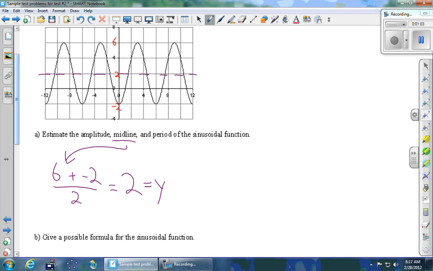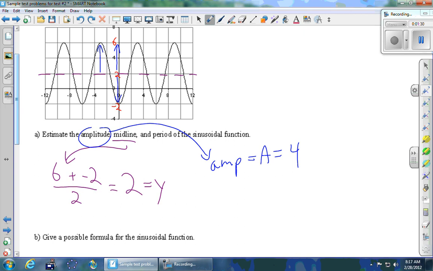Okay, that looks reasonable. The amplitude is how far you are from the midline. I think we call it A. And the amplitude, from the middle to the top, that's going from 2 to 6, that's a 4. You could also go from the middle to the bottom, 2 to the -2 is also 4. Remember, amplitude is always positive.